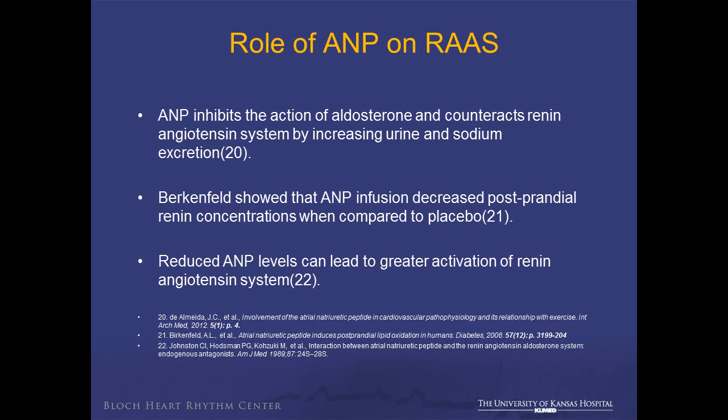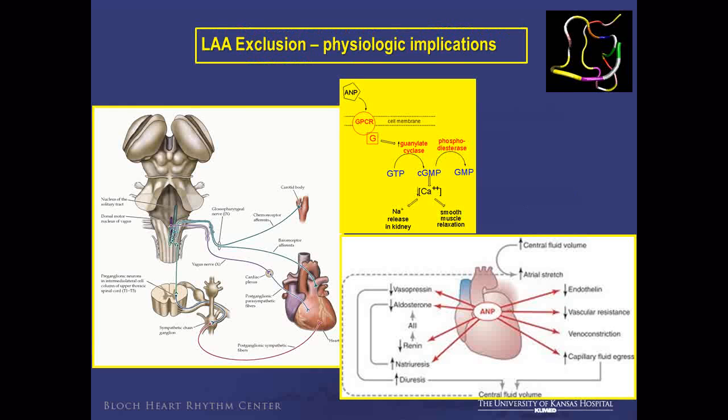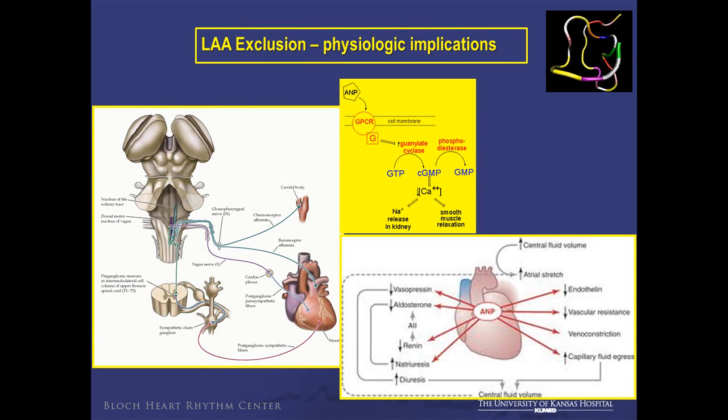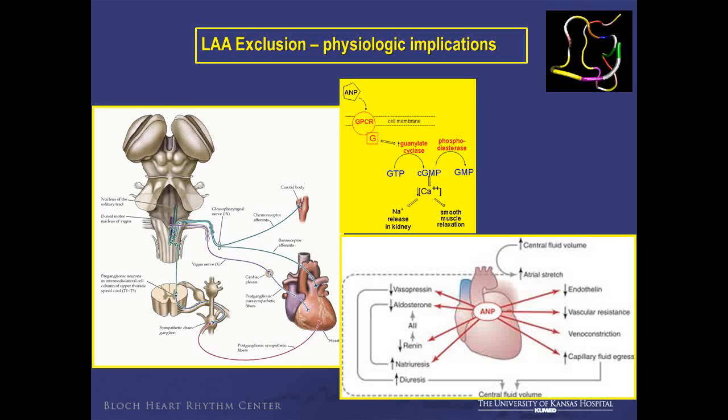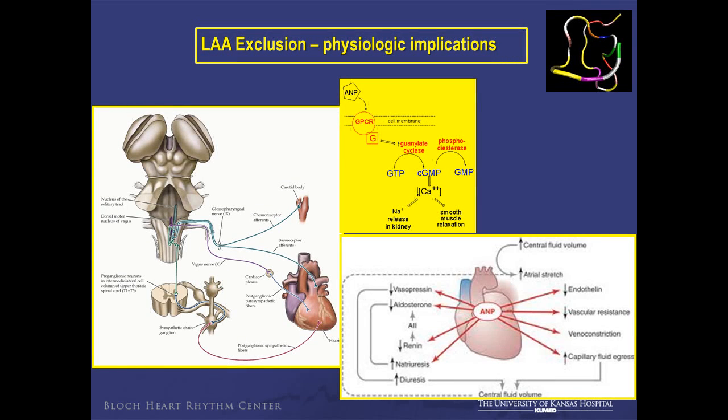So how does it impact the renin-angiotensin system? It seems to inhibit the actions of aldosterone. It counteracts the renin-angiotensin system by increasing the urine and sodium excretion. So there is a profound impact on the neurohormonal system.